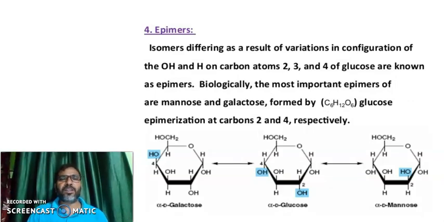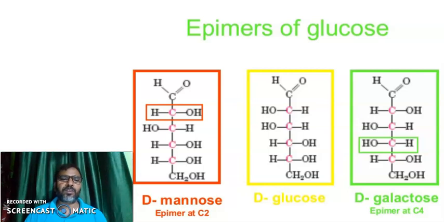Now friends, epimers. Isomers that differ as a result of variation in the configuration of OH and H on carbon atoms 2, 3 and 4 of glucose are known as epimers. Biologically, the most important epimers of glucose are mannose and galactose, formed by epimerization at carbon 2 and 4 respectively. So you can see the epimers of glucose.